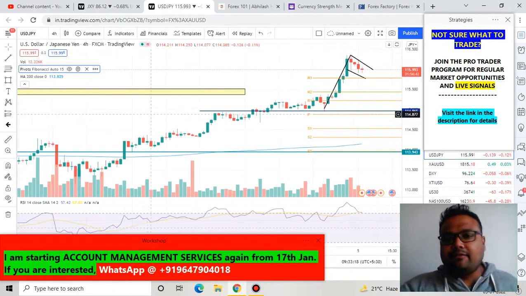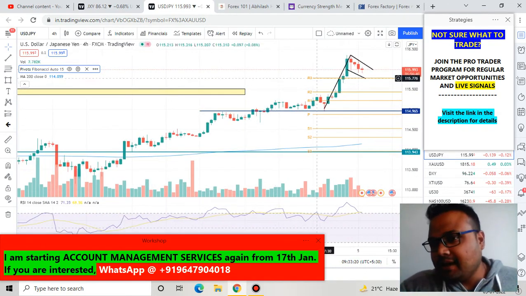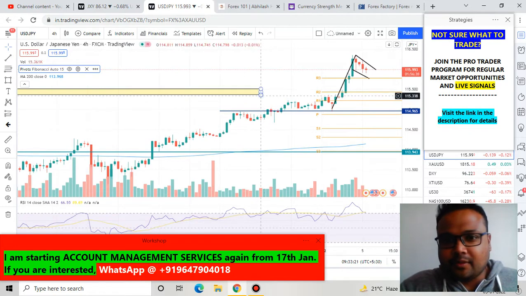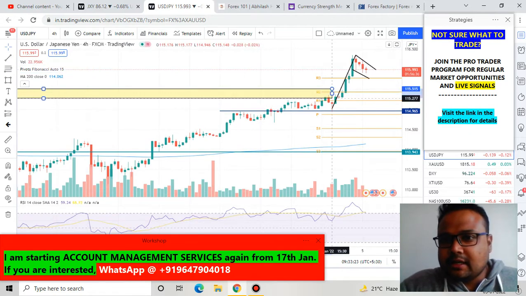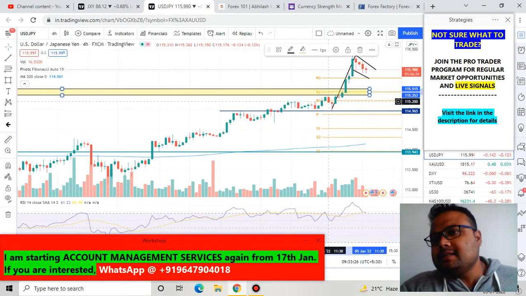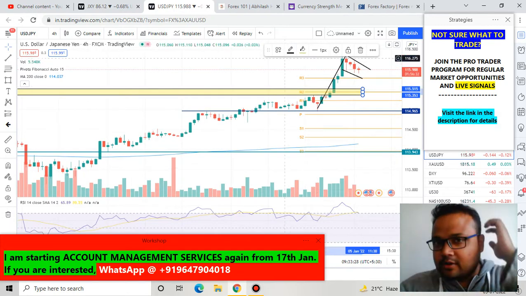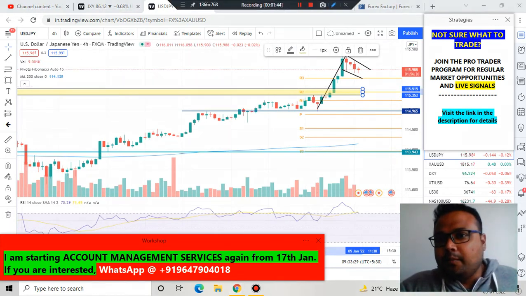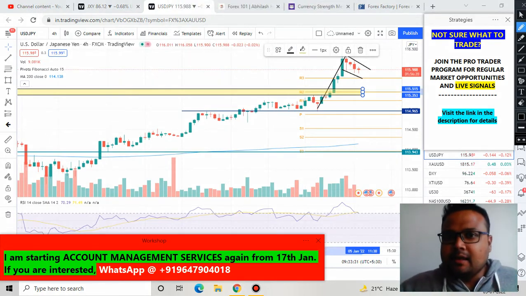Now let's get back to our beloved 4 hours time frame. In the 4 hours time frame, you can see that I have made a bullish flag here. It is a clear bullish flag, and there is a possibility of the market breaking the flag and going up.